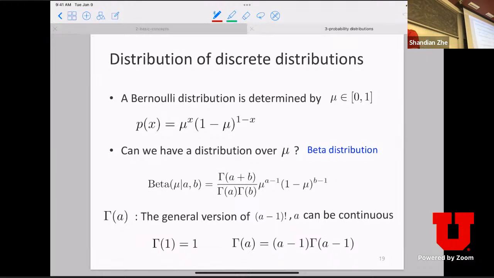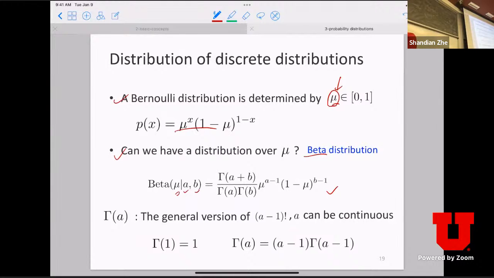Okay, so we know that the Bernoulli distribution is determined by a probability mu, right, between 0 and 1. And this is the probability density. A natural question would be, what if I want to put some probability distribution over mu itself? Mu is now viewed as a random variable. Then what kind of distribution is proper over mu? A commonly used distribution is called the beta distribution. So we assign a beta distribution over mu, which is controlled by 2 parameters, A and B. So this is the probability density of the beta distribution.